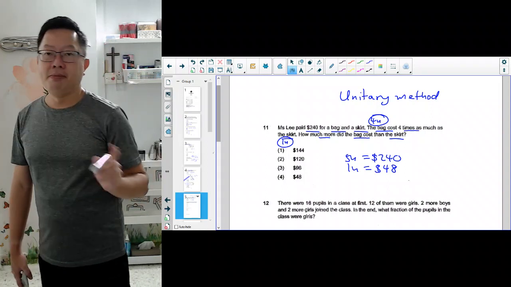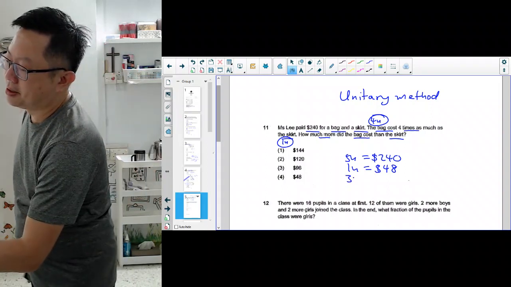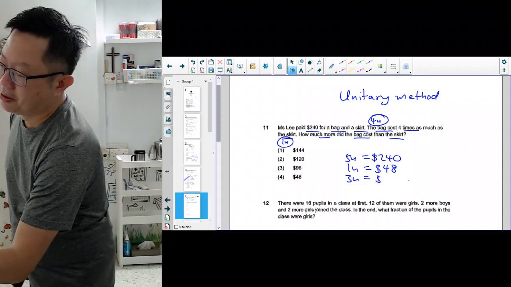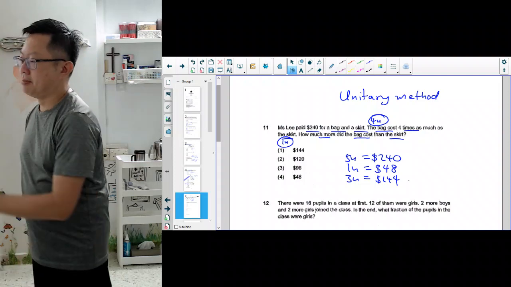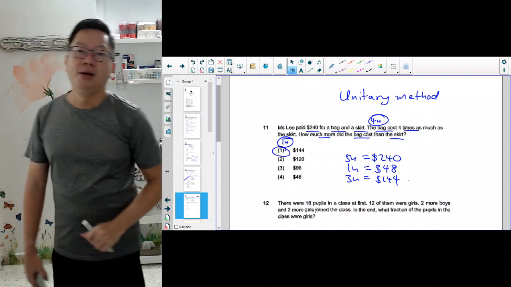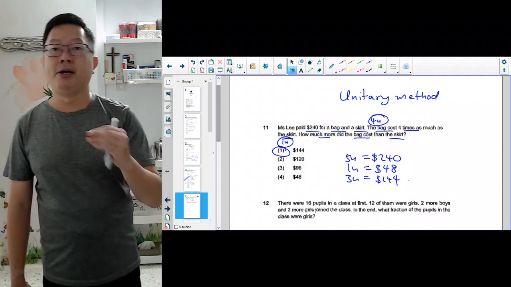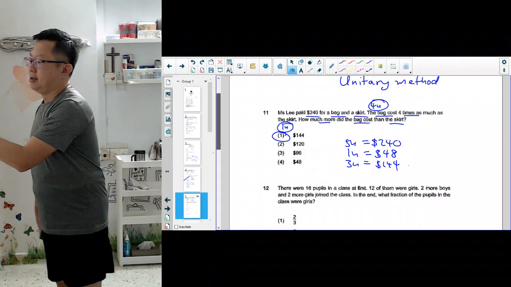So how much more did the bag cost than the skirt? You take 4 units minus 1 unit, the bag costs 3 units more. So 48 times 3. And that will give you $144 more. So answer number 1. This is called the unitary method, which means that you are using units to write your steps. Now let's go to number 12.